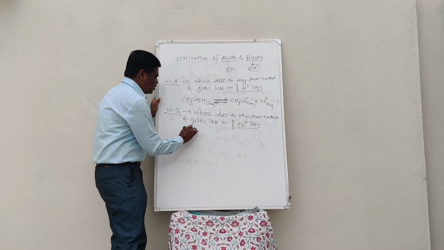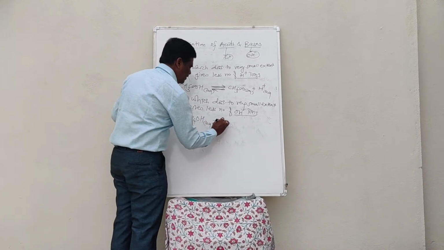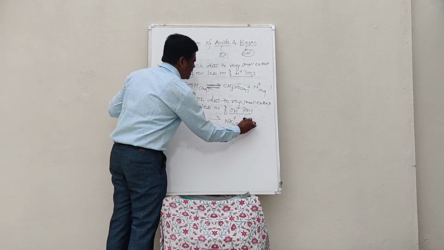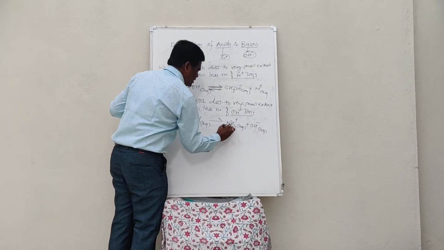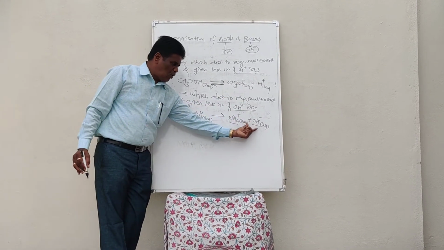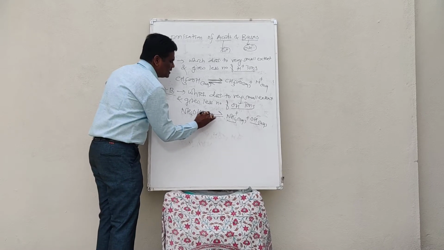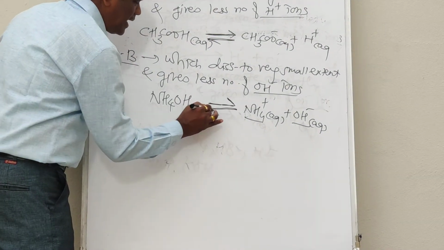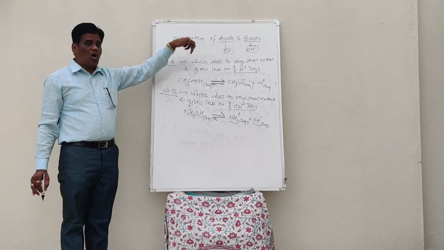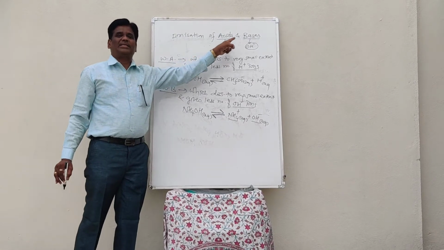Suppose for example NH4OH, ammonium hydroxide, is a weak base. In its aqueous solution, it will dissociate as NH4 plus ions plus OH minus ions. But this solution contains partly NH4 plus ions, partly OH minus ions, and unionized molecules, and therefore an equilibrium exists like that, and hence it can be shown like that. This is nothing but the dissociation or ionization of a weak base. So in this way you have to remember the meaning of ionization of acids and bases.